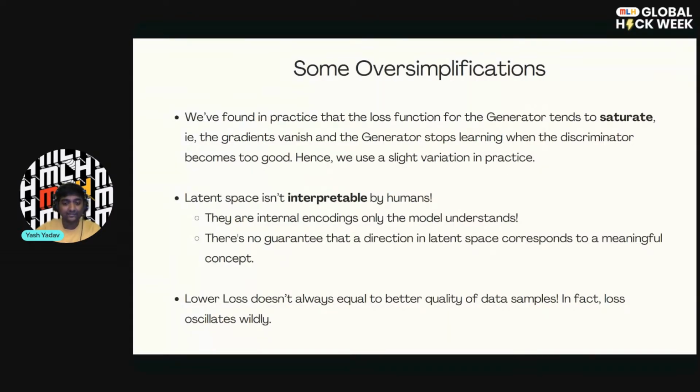The third thing is that lower loss doesn't always mean a better quality of data samples. Throughout the training process, the loss oscillates widely. Oftentimes the loss is reduced, the error rate is reduced, but our visual quality doesn't get any better. Oftentimes the loss is increased, but our visual quality still gets better because the generator is exploring a new part of the data distribution. So loss isn't the perfect metric that I made it out to be. That's what I wanted to clarify. These were some oversimplifications that I went through.